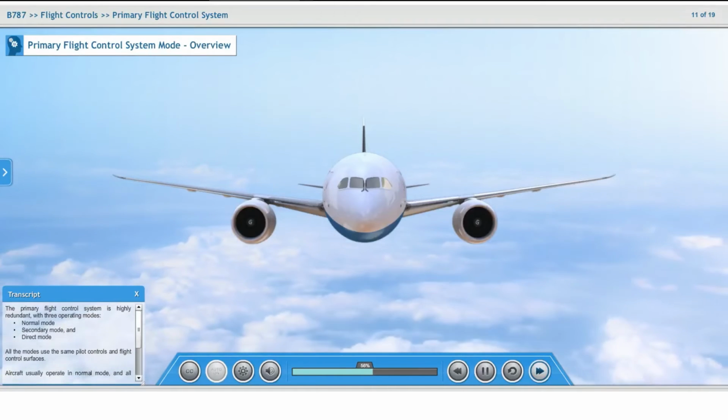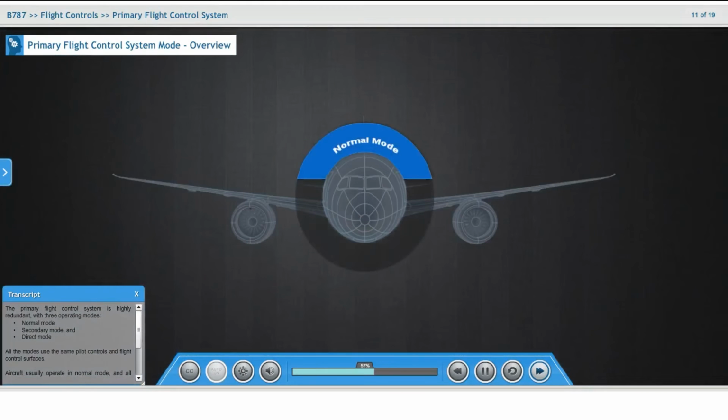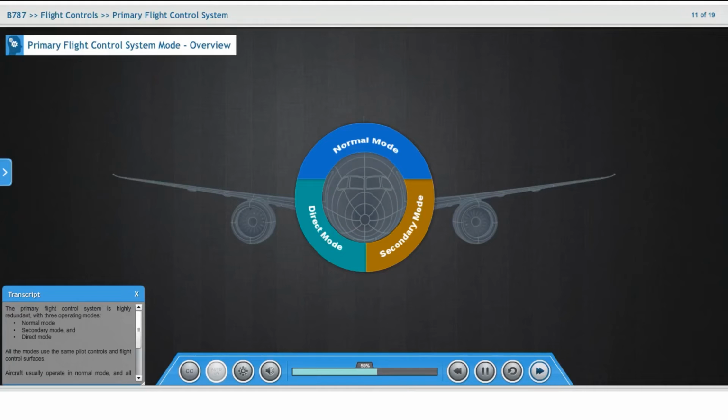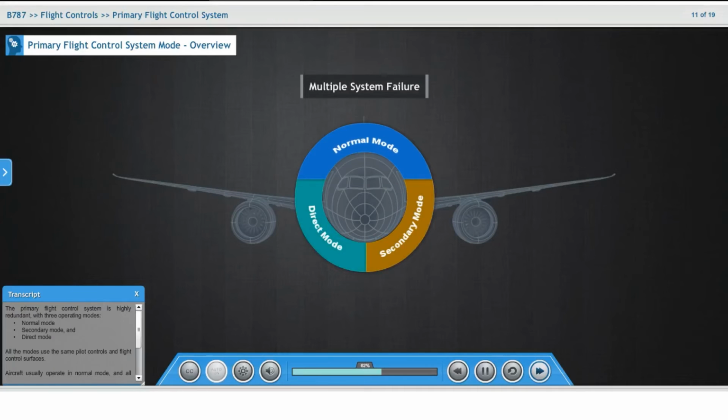The primary flight control system is highly redundant with 3 operating modes: normal mode, secondary mode, and direct mode. All the modes use the same pilot controls and flight control surfaces. Aircraft usually operate in normal mode, and all flight control system functions and flight envelope protections are available in this mode. In the event of multiple system failure, the primary flight control system changes to secondary mode or direct mode. We will learn about these primary flight control system modes in more detail in coming lessons.